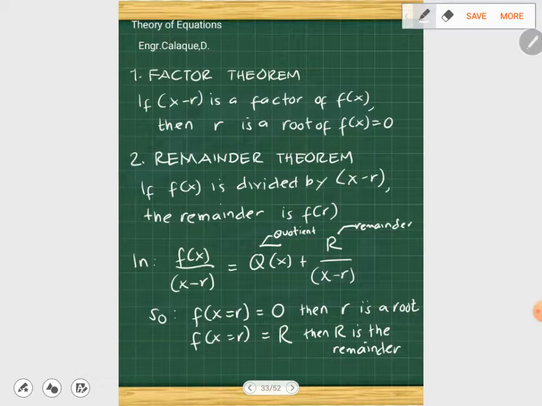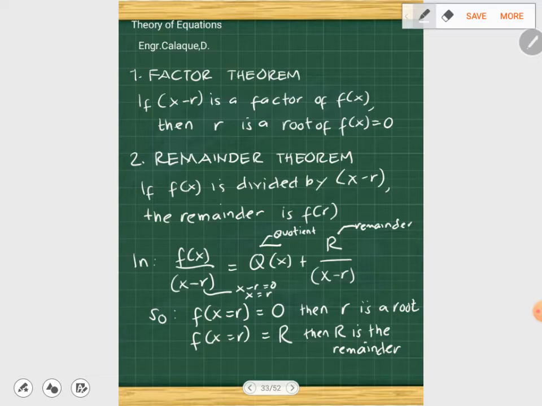So pag i-substitute natin yung value base dito, no, x minus r equals 0, so therefore yung x mo equals r, no? So pag substitute mo yung value nung r sa x dito sa function of x, mag-equal yan ng 0, then yung r yun yung root niya, or isang factor yan. Okay? And then, pag i-substitute natin yung value nung r sa x in function of x, bali parang ganito, function of x where x equals r. So, pag may value yan, yung value na yun, that is the remainder.